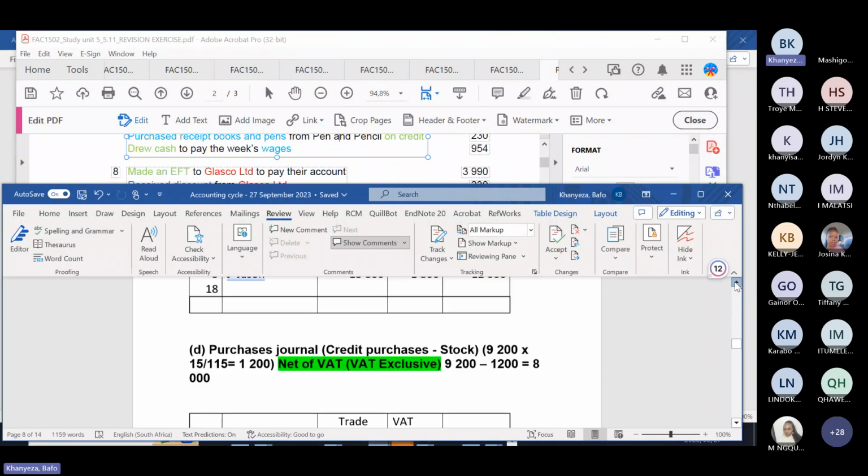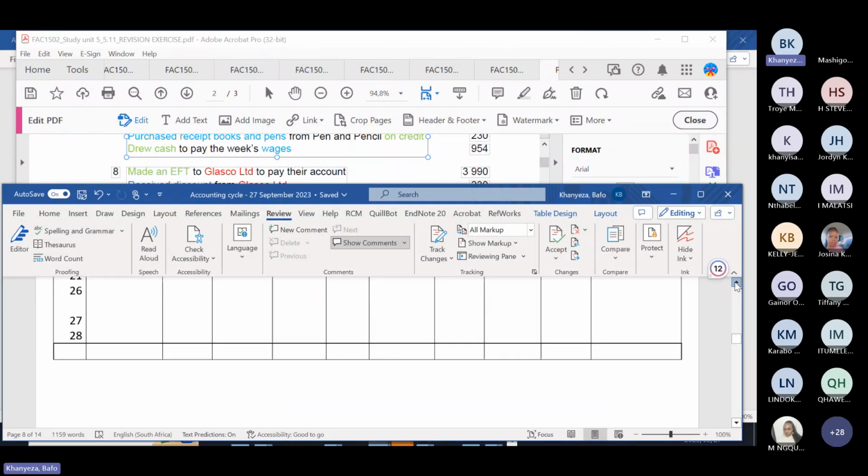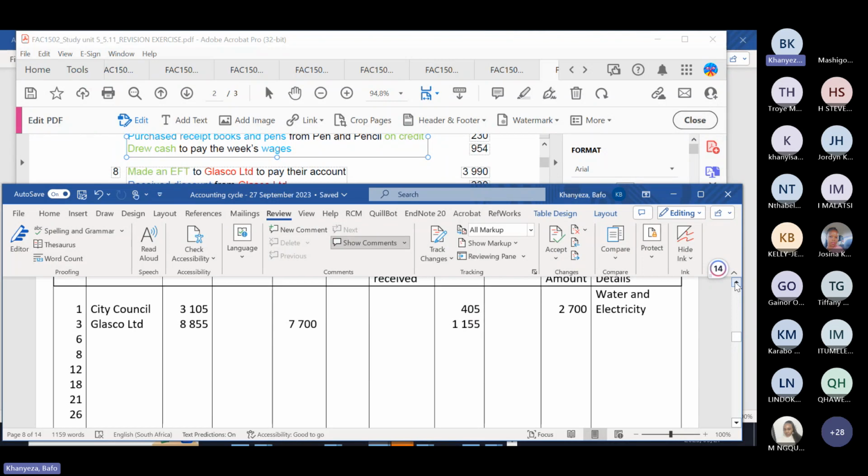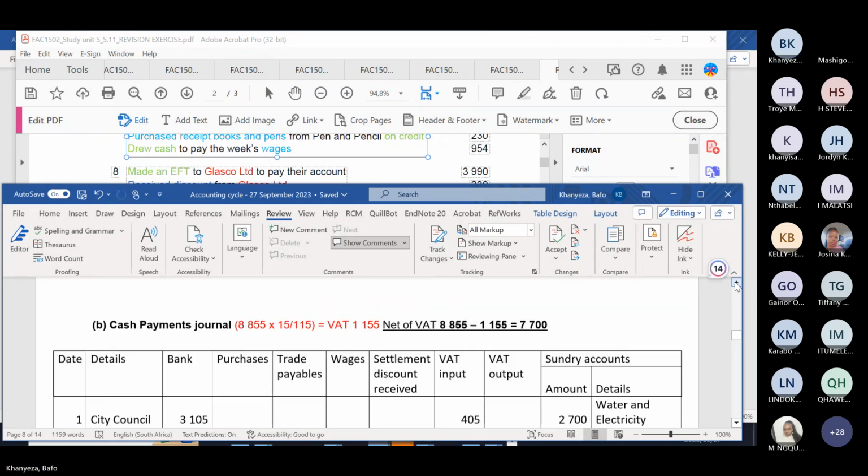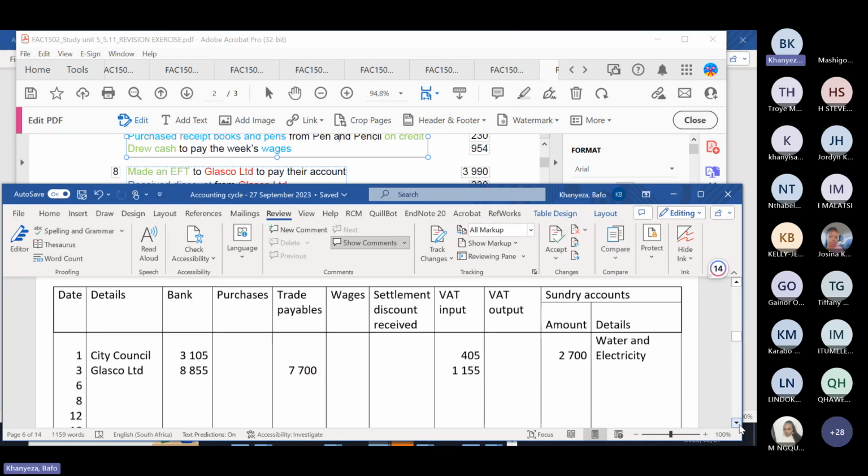You see, maybe even in your bank accounts, it separates the payments and the receipts. Sometimes it shows a negative or a plus. So it's drawing cash to pay wages. It's going to go on the cash payments journal. When you draw cash, it doesn't say what it's for, so cash is going to be 954.